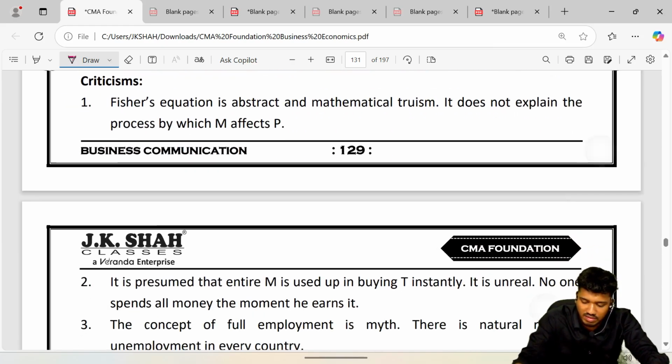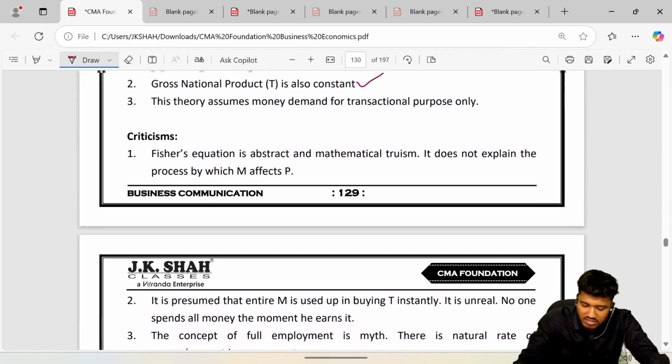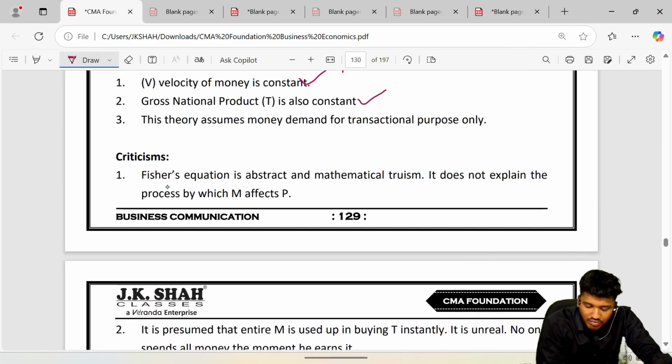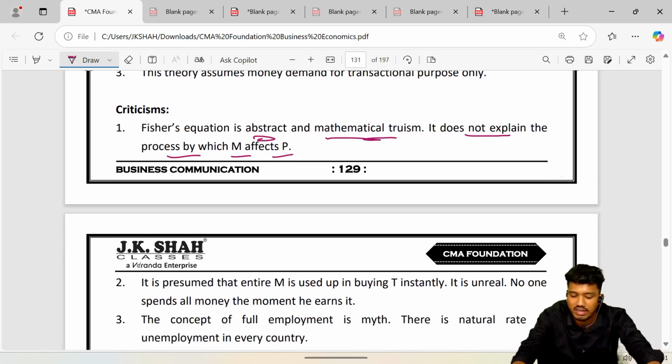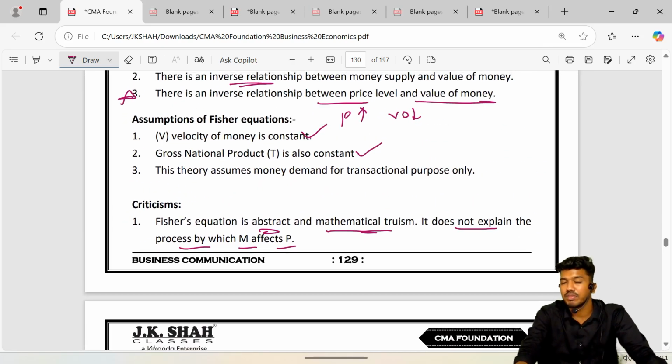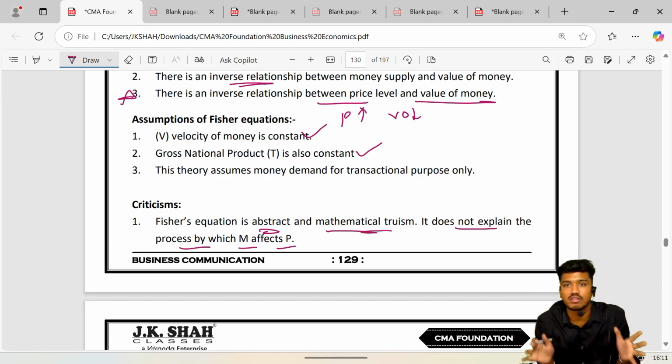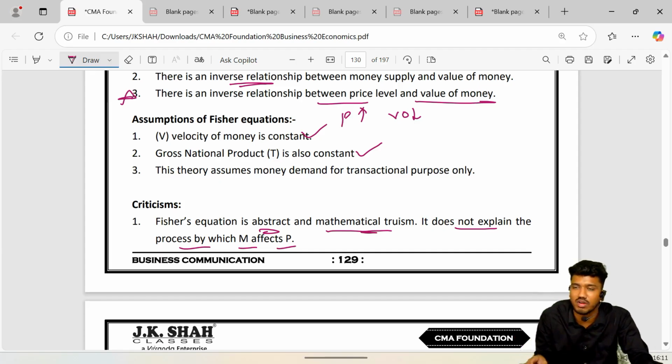So what are the criticisms he faced? See, Fisher's equation is an abstract and mathematical truism. It does not explain the process by which M affects P. It is the matter of fact is what they're trying to say. It is really good to hear all these things, but it is not exactly true. It is mathematically correct, but it is based on abstract, really unrealistic assumptions.